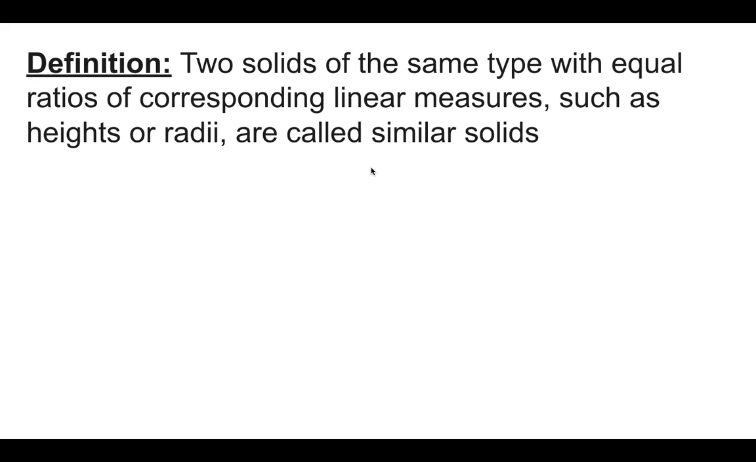Quickly, before we move on from this section, I want to talk about similar solids. We've seen this before: when two solids of the same type have equal ratios of corresponding linear measurements, such as height or radii, we can see that the two solids are similar. We've talked about this with shapes before, where using dilation, either through a reduction or an enlargement, we can get one shape to become the other shape. We said that they were similar. The same thing can be said with solids.